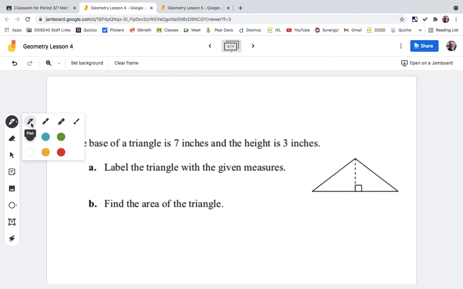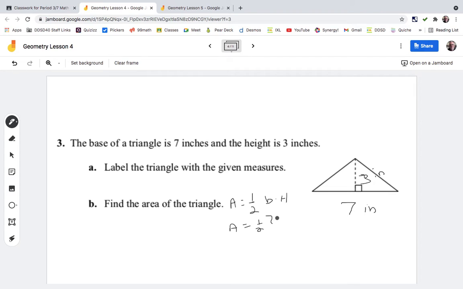So the base is 7 inches, and the height is 3 inches. Area is equal to 1/2 base times height. So it's 1/2 of 7 times 3. 1/2 times 21. And the area is 10.5 inches squared.